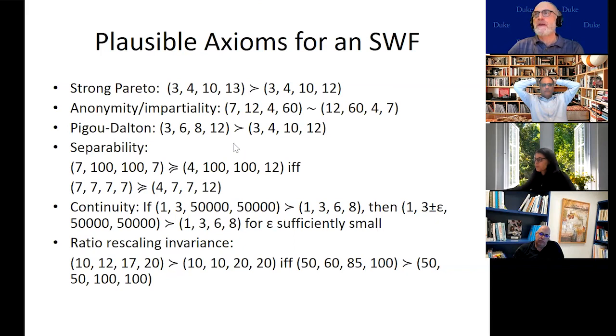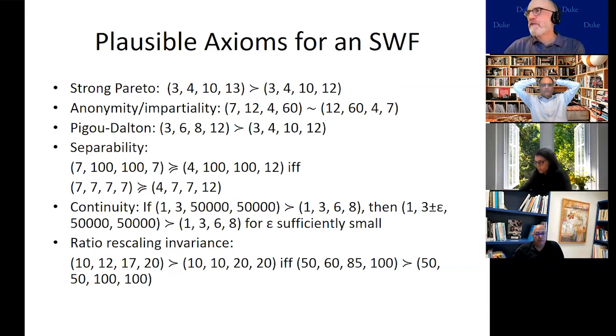What Pigou-Dalton says is that if we take a unit of well-being and have a pure transfer, not a leaky transfer, a pure transfer of well-being from someone better off to someone worse off, that reduces the well-being gap between them.